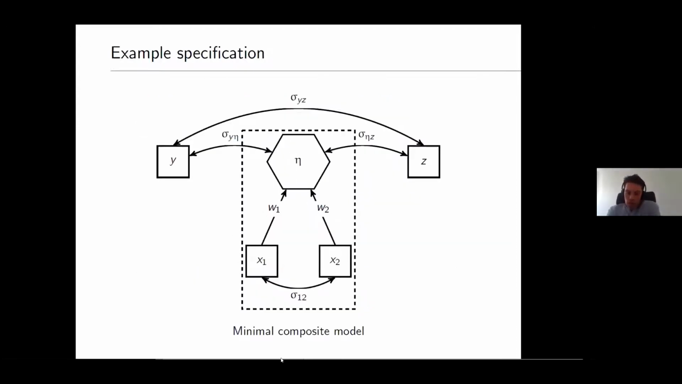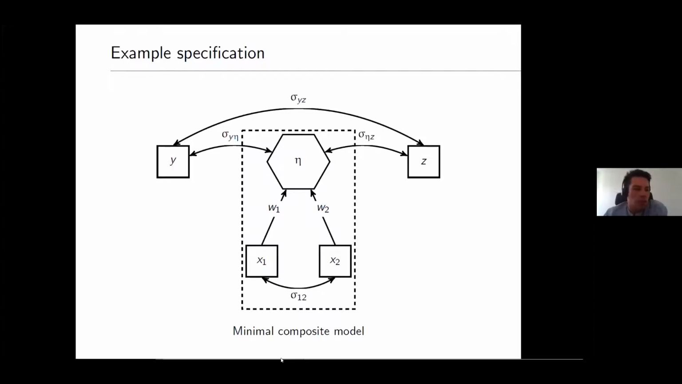Here I show you a small example of a composite model. We have the emergent variable eta, which is composed of x1 and x2. Usually in the composite model, the ingredients forming the emergent variable are allowed to freely correlate, here highlighted by sigma 1,2. Then we have two other variables, y and z, which are related to the emergent variable, and they are allowed to correlate freely among each other.